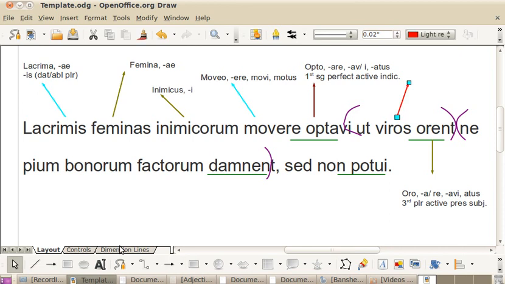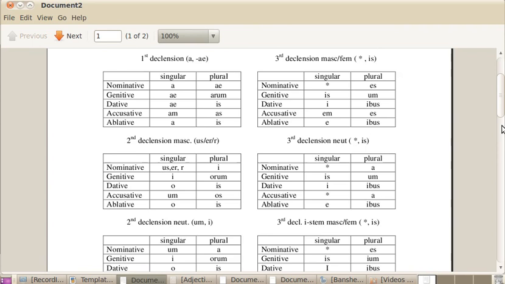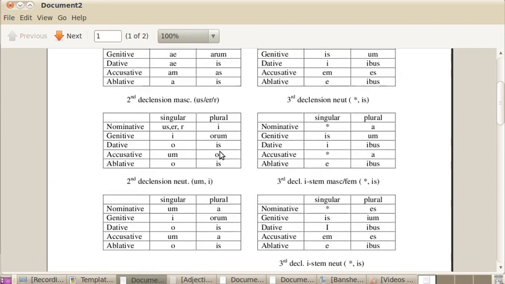But anyways, if we look up viros, again, this is a word you typically get in the first chapter of any Latin textbook, or maybe the second chapter. Vir, viri. It is a second declension noun. The I tells us that it's second declension, and the R ending indicates that it's masculine. So we're looking for the OS ending on the second declension noun in the masculine. We go to our second declension masculine paradigm, and OS is right here in the accusative. So that's something to write down, just so we don't forget.